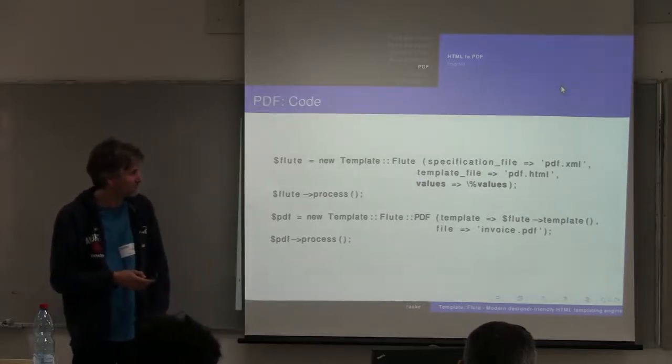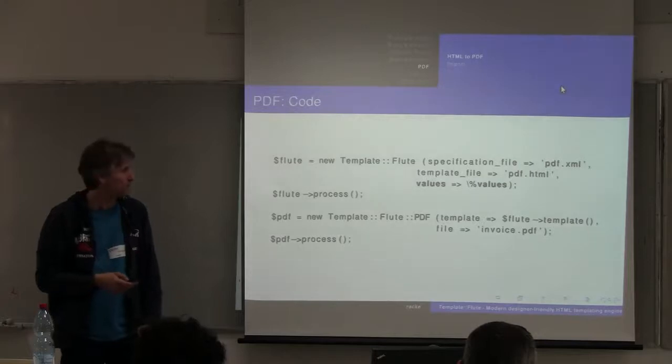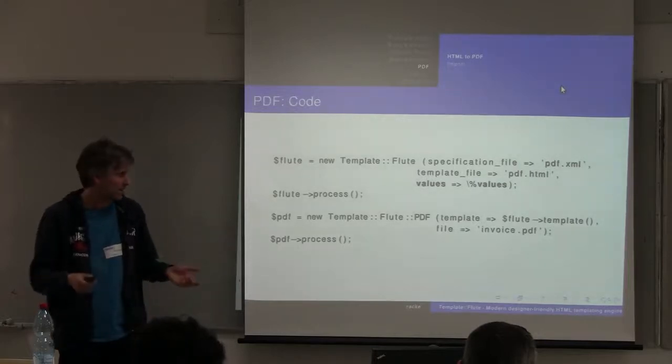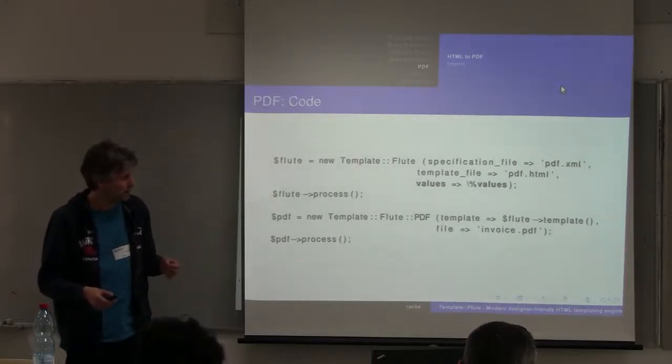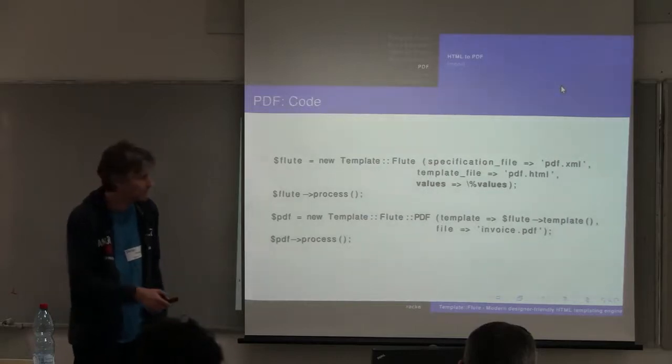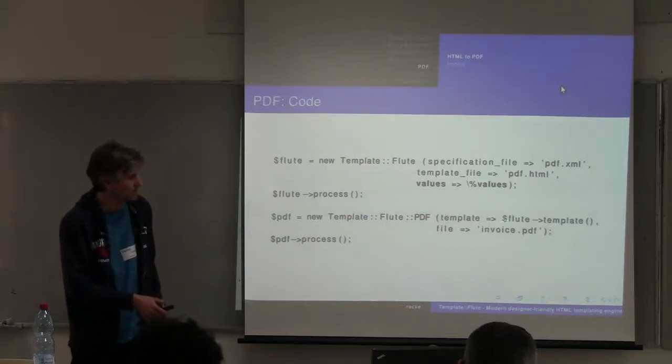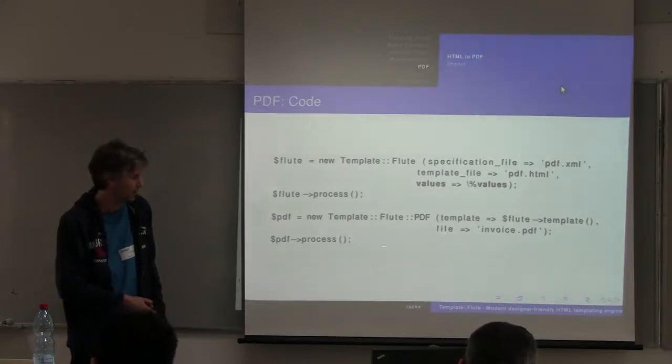So, yeah, first do the Flute object and do the processing. And the next step, I give the template object from Flute to the Template::Flute::PDF class and save the output file.